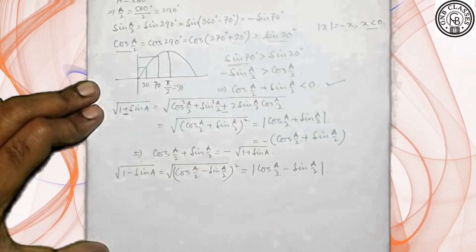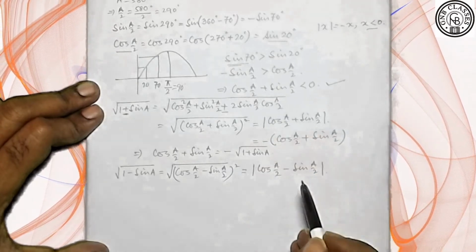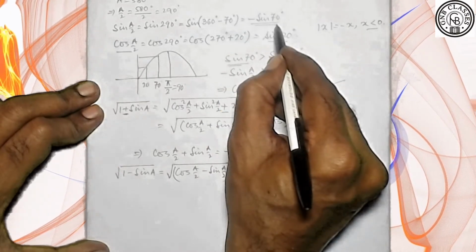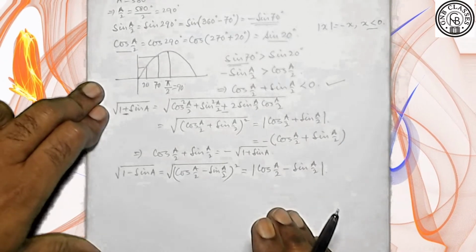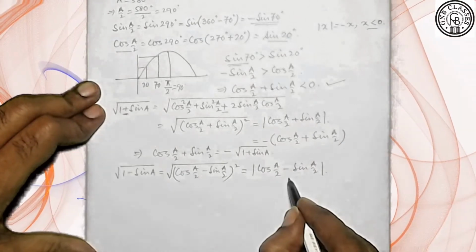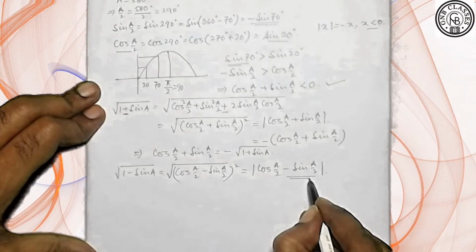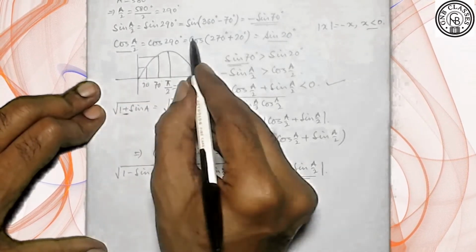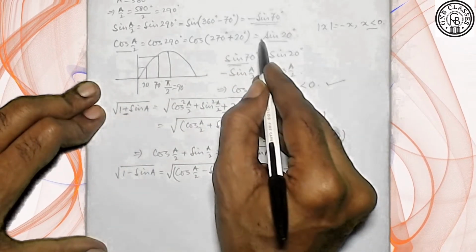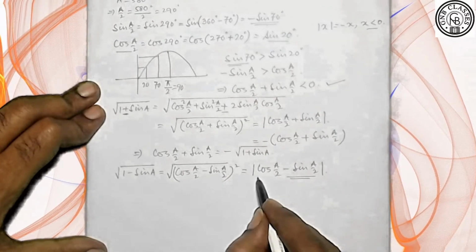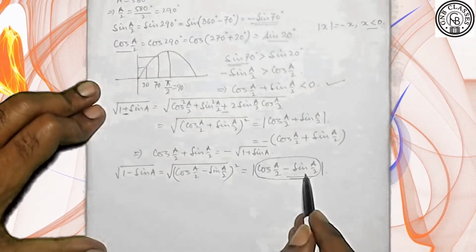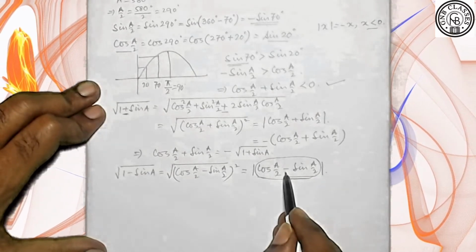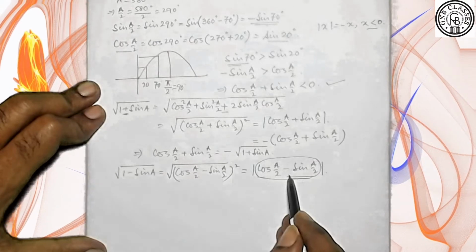Is it clear? Now observe here that your sine A by 2 is a negative value, right? It is minus of sine 70 degree. Yes or no? Therefore, minus of sine 70, this one will be positive. And we can see that cos A by 2 is sine 20 degree, and that is positive. So this whole part is now positive. Yes or no? Because sine A by 2 is negative and there is a negative sign outside, so it will become positive.